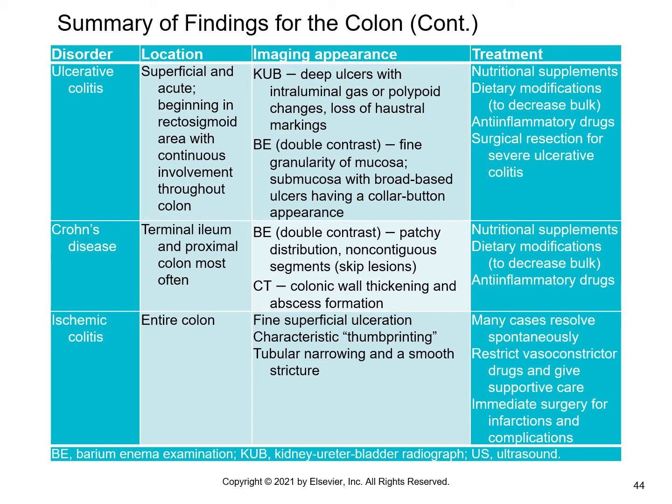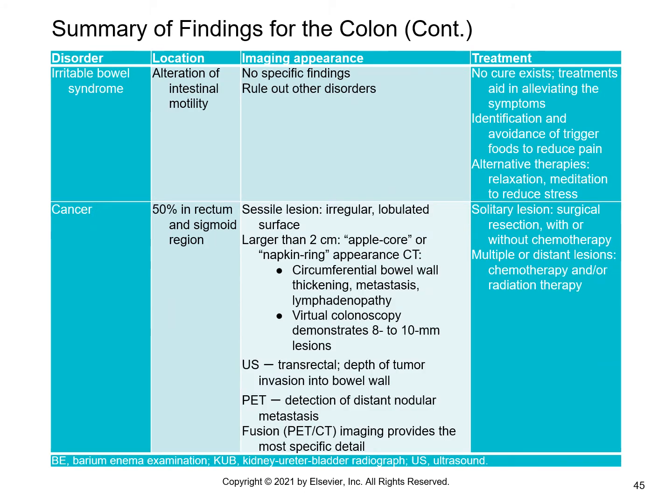Ischemic colitis can affect the entire colon. It can have one part of the colon. It's going to have fine superficial ulcerations due to a lack of blood flow to that area, and it can provide that characteristic thumbprinting appearance that we saw on the image we looked at just a few minutes ago. For this, immediate surgery would be required.